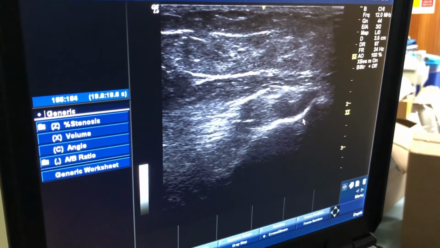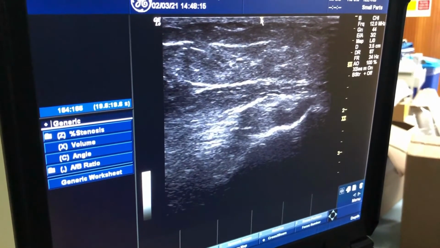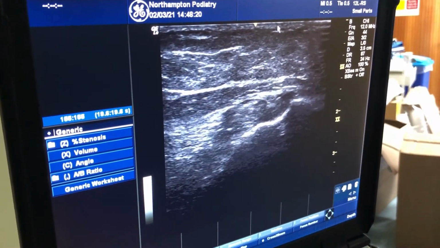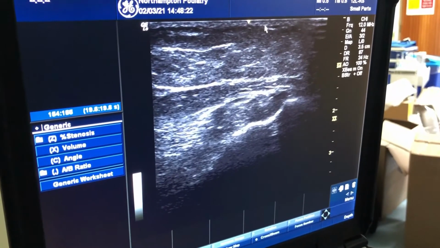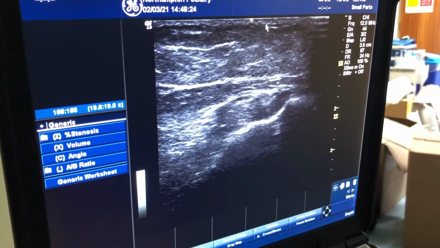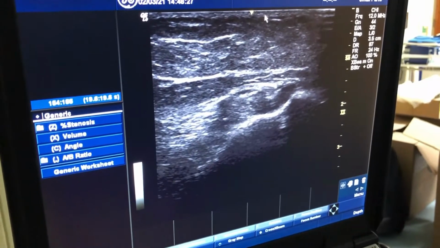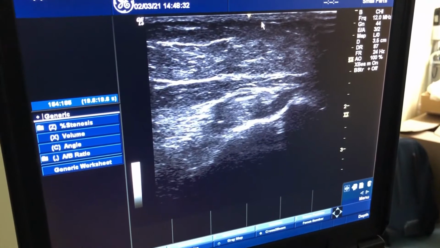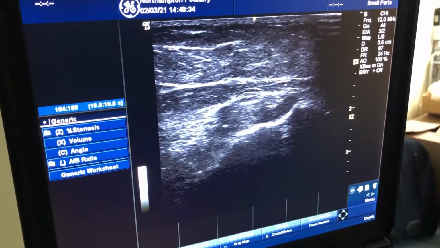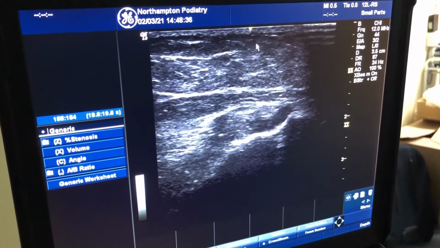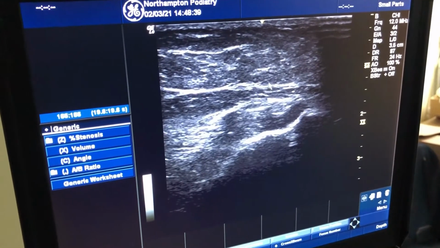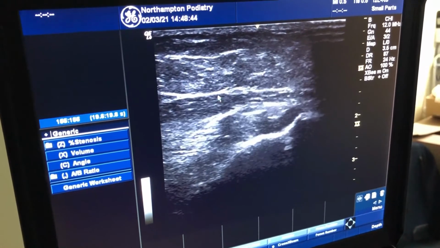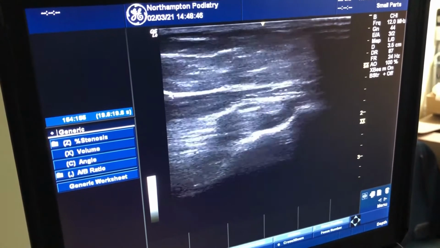So if I point out what everything is, this is the skin right at the top. This is where the probe's actually contacting, and we can see this is the integument or the dermis, and the skin over the top. This area down here, this is just the subcutaneous fat that sits there. And here we've got this white line that's running across. This is known as the deep fascia.